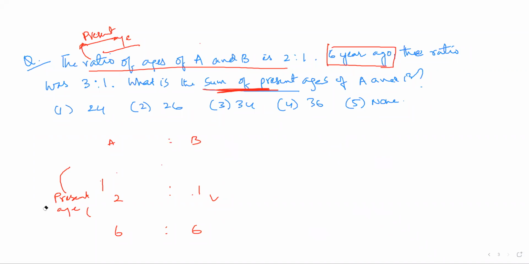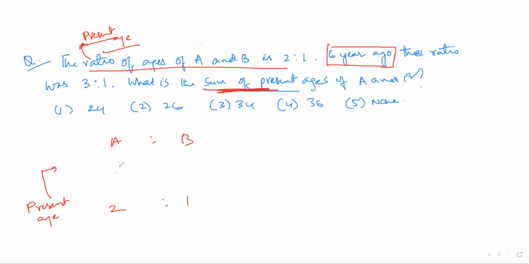Okay, let's see this here. The present ages of A and B, the ratio is given as 2:1, right? Six years ago, the ratio was 3:1. That means, what is the difference here? 6. What is the difference here? 6. Right?